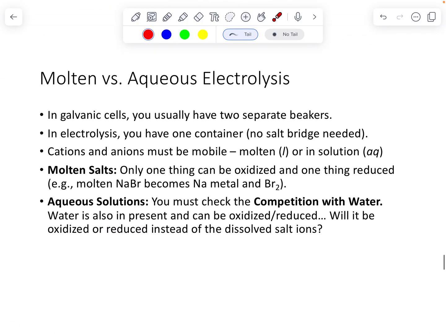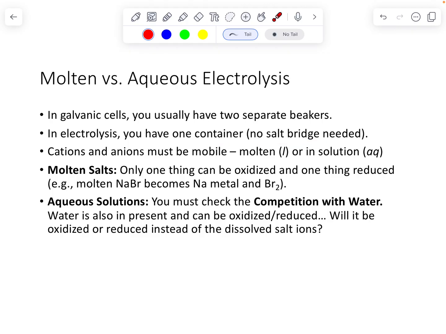Okay, two types. In our galvanic cell, we had two different electrodes. Then we had concentration cells where we had two of the same electrode. We also have two different types of electrolysis. So in electrolysis, we just have one container. We don't need the salt bridge because they're in the same solution.